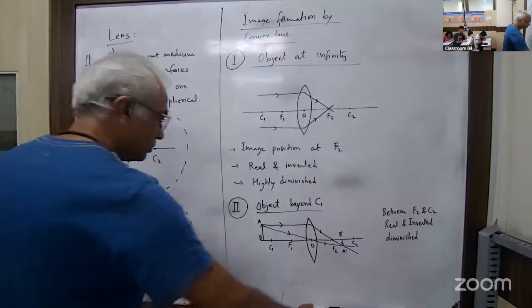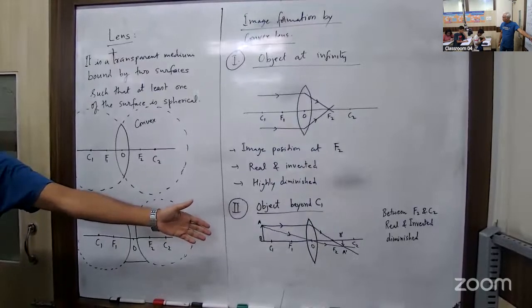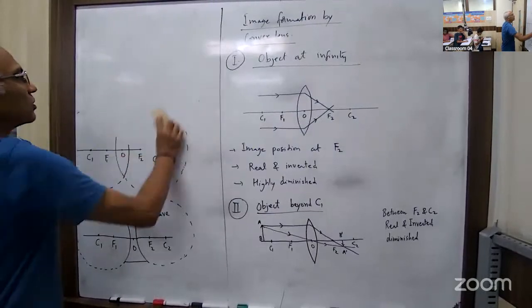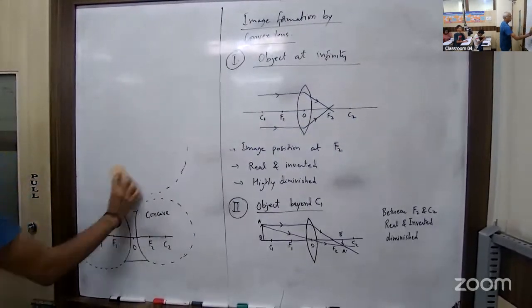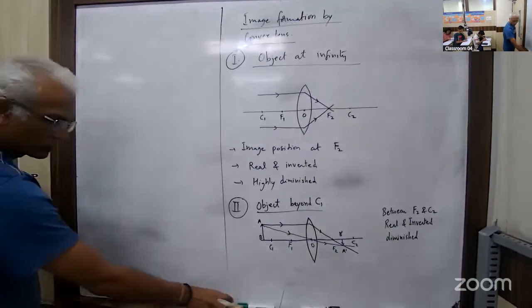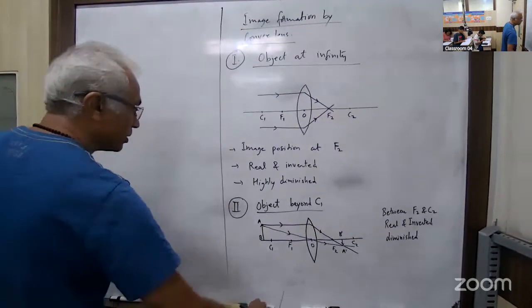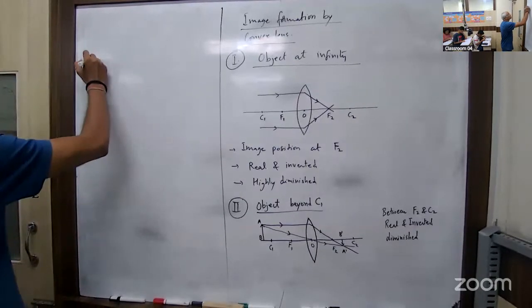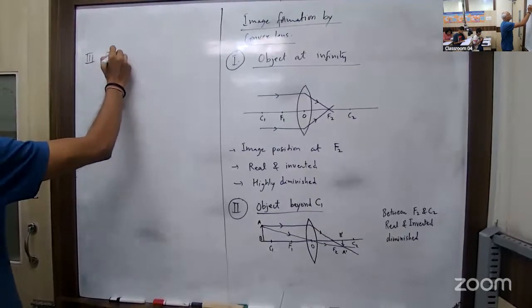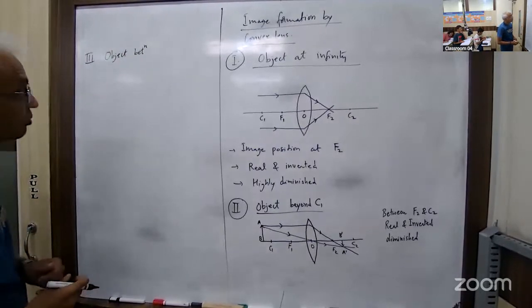Okay. So I hope no difficulty understanding this. Very similar to image formation by mirror. Next. Okay. Next is third. Object at C1.